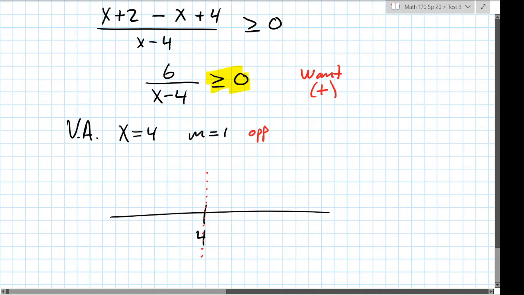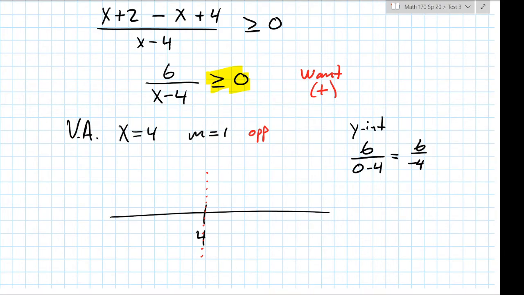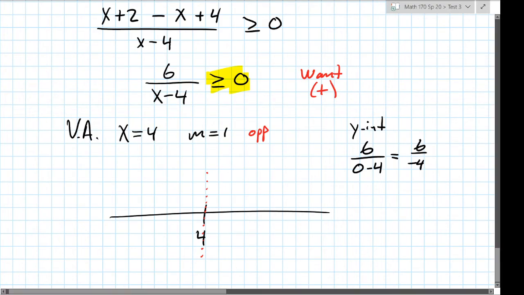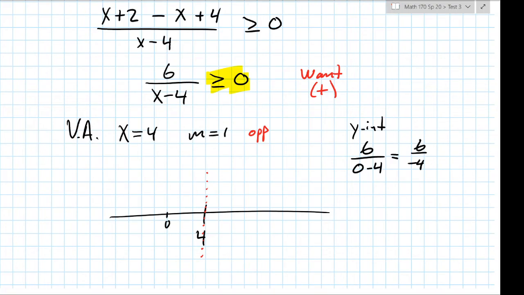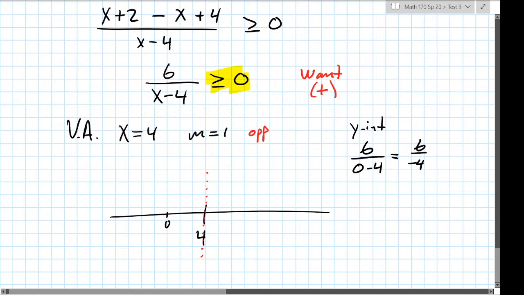The most convenient value to pick would be the y-intercept again. So we have 6 over 0 minus 4 equals 6 over negative 4. 6 over negative 4 is a negative number, so at x equals 0, here we have a negative number. If we only want to take note of the signs, we could just say, okay, we know it's negative. We know at the asymptote we have to switch sides. It's opposite, so that means we go from below the x-axis to above the x-axis.